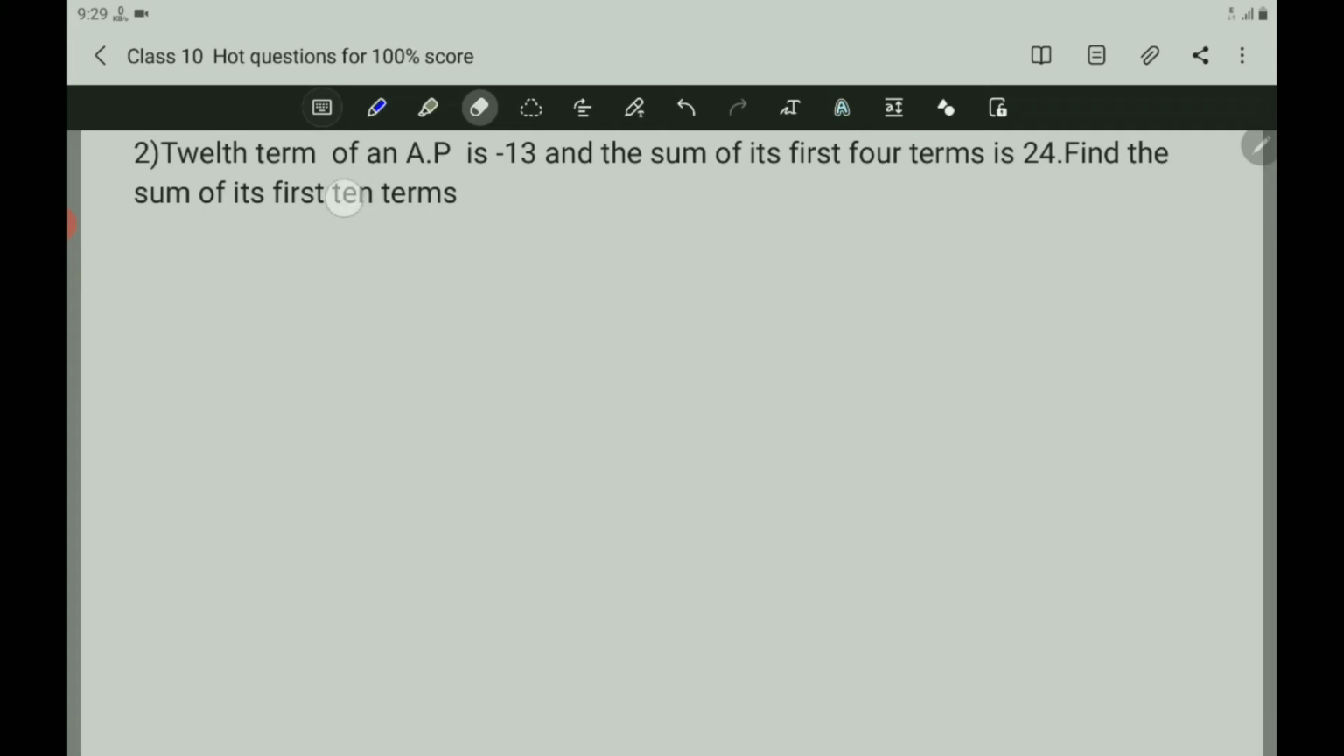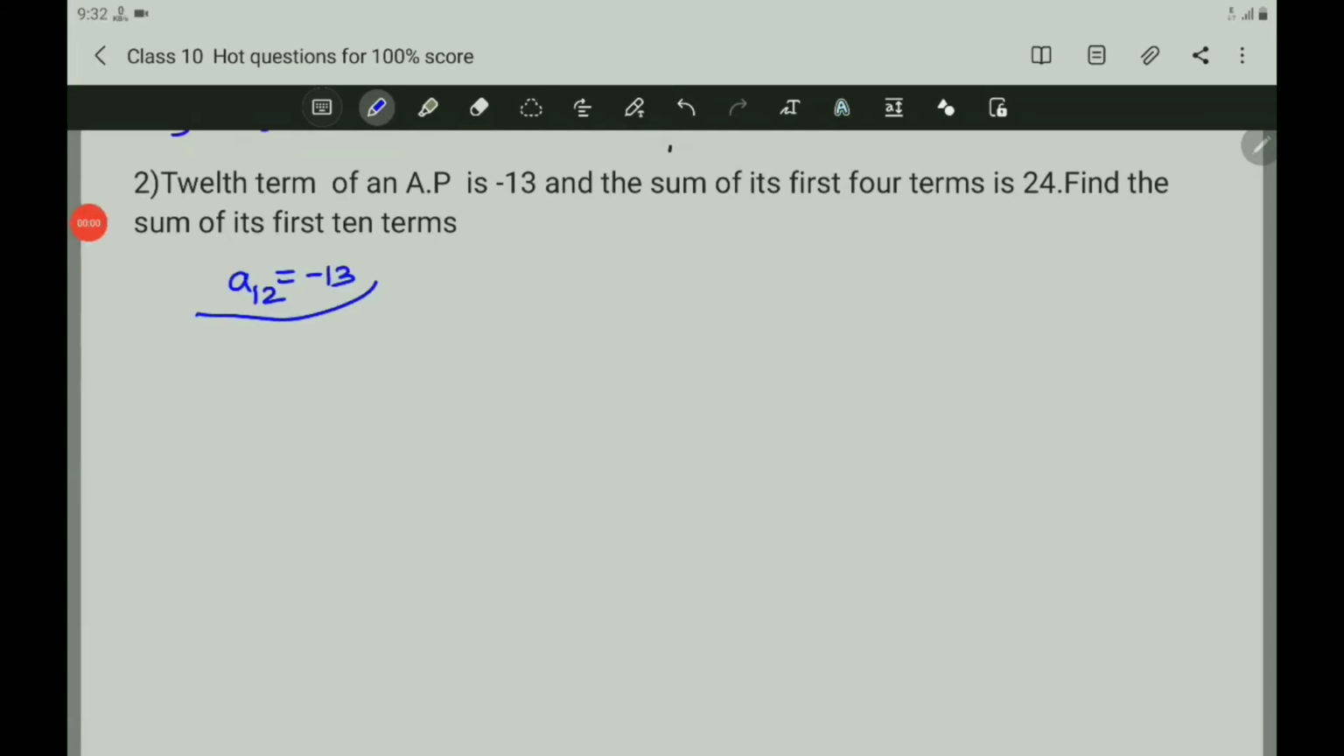Here what do I have to find out? We have to find the sum of the first 10 terms. To get a and d, use the relation of the 12th term, that is minus 13, and the sum of the first four terms, 24. So let us take what is given. A12 is minus 13. You express this A12 in terms of a and d, that is a plus 11d. So a plus 11d equals minus 13. Then express this a in terms of d.